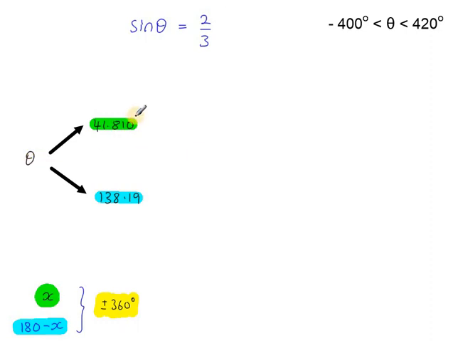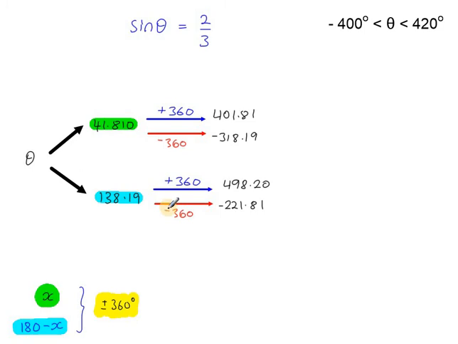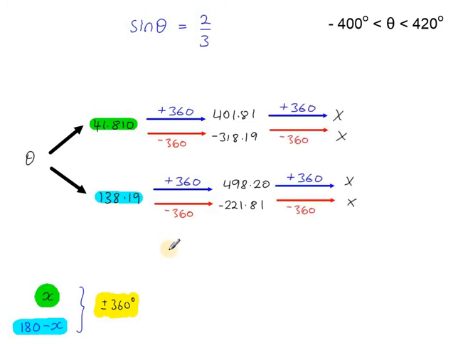So principal value from the calculator, sine inverse of 2/3 gives us this. 180 minus this angle gives us this one. So we always work out these two, whether they are within this interval or not. Now to both of these, we can add or subtract 360, and then test to see if it's worthwhile adding 360 again or subtracting 360 again, and it's not.